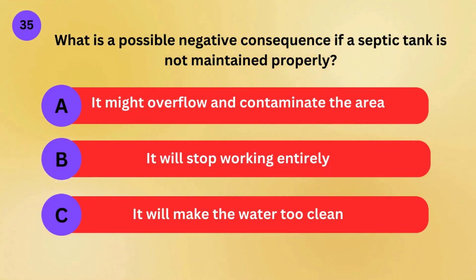What is a possible negative consequence if a septic tank is not maintained properly? It might overflow and contaminate the area. It will stop working entirely. It will make the water too clean.